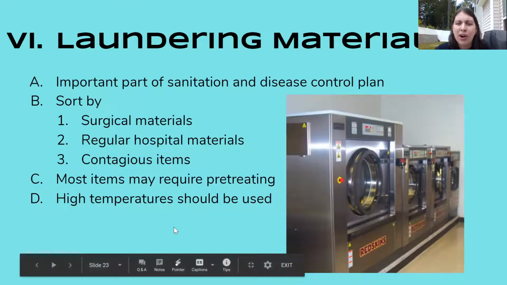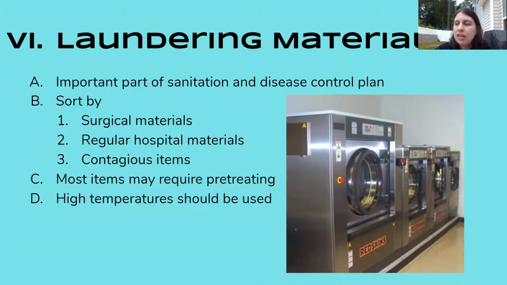A lot of items are going to require you to pre-treat them, which is typically just going to be filling up the washing machine and letting it soak with some of the detergent. And you want to use high temperatures. High temperatures kill bacteria and microorganisms. Hot water is expensive, yes, but hot water is also going to be what definitely kills those microorganisms.